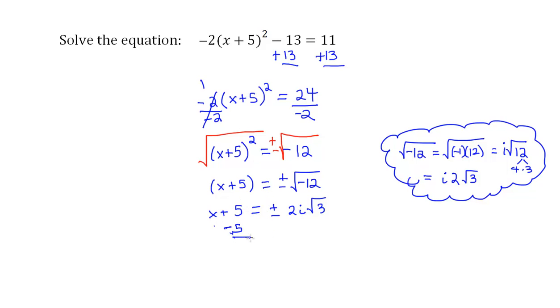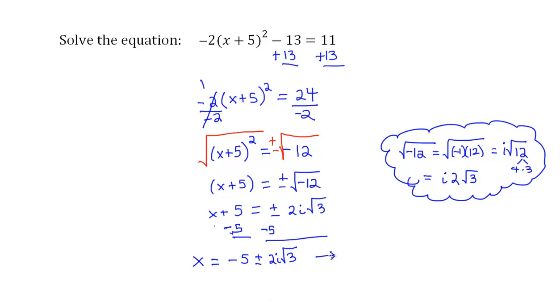Now, when we subtract 5, it is not an imaginary number. Therefore, we cannot combine it here with the 2 and square root of 3. Instead, I'm going to place it in front of both the plus and minus, and so that tells me that I have x being two solutions: -5 plus 2i times the square root of 3, and -5 minus 2i times the square root of 3.